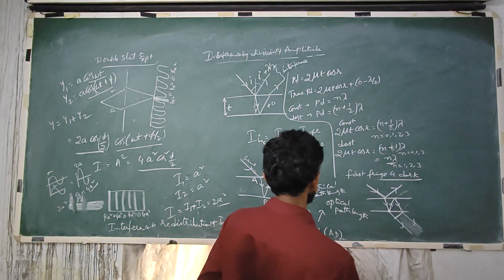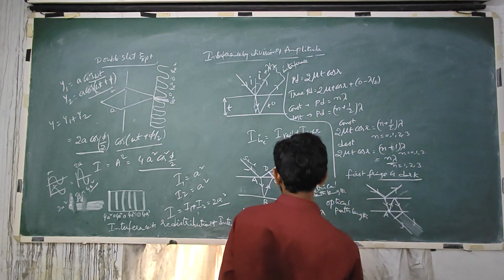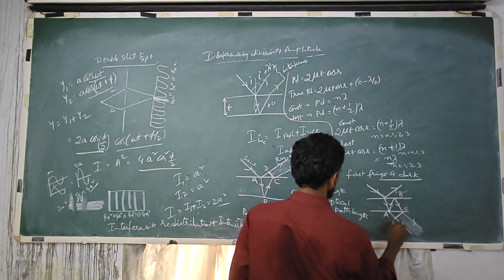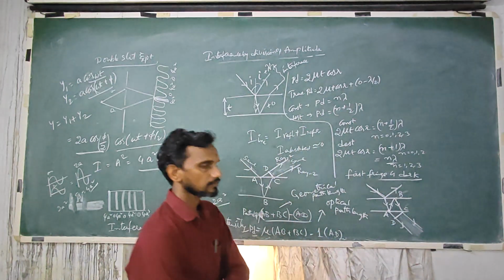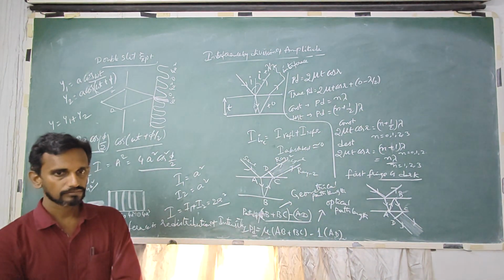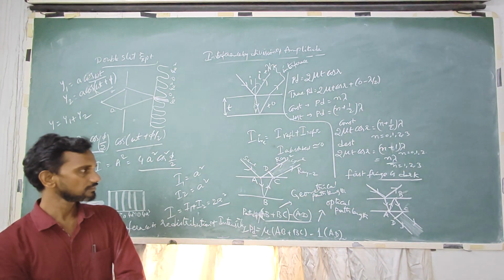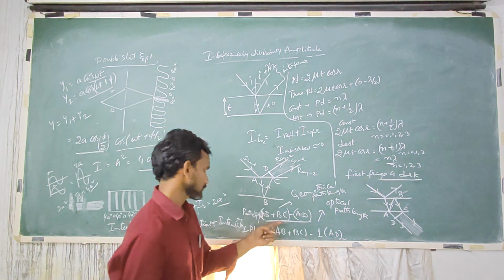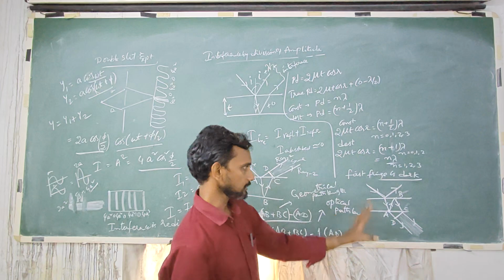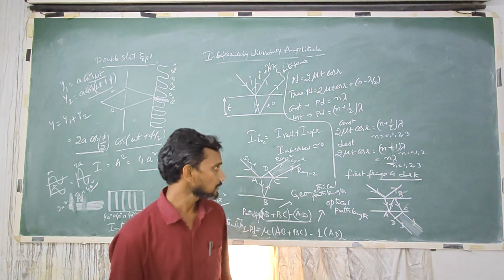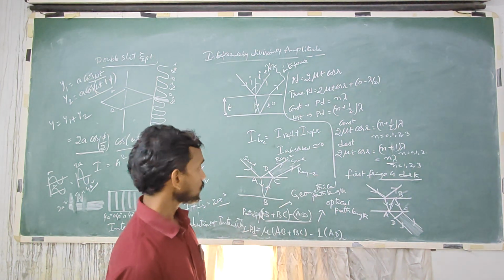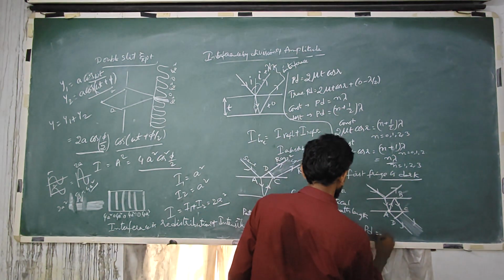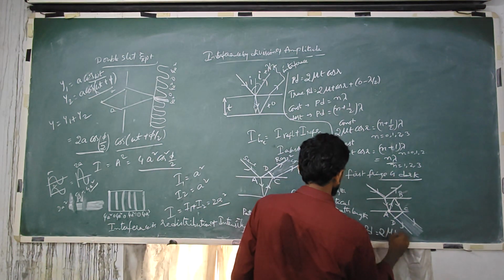So I call that as A, B, C, D. Again the path difference is AB plus BC minus AD. Right? So now, so path difference is 2 mu t cos r.